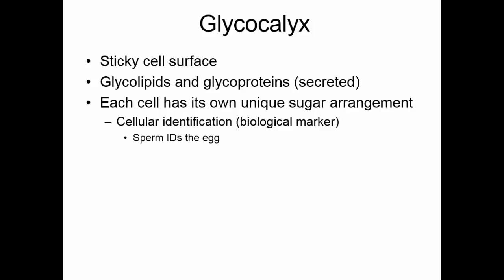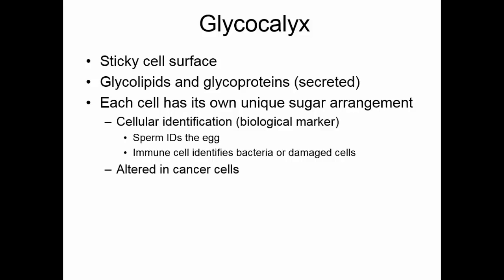The sperm is able to find the egg. Even though it swims past thousands of other cells, it will only attach to the egg. That's because of the glycocalyx. Also, the glycocalyx is how immune cells identify foreign cells like bacteria, or can even identify damaged cells. Damaged cells will change their glycocalyx and send out a different signal. Cancer cells will alter their glycocalyx. Cancer cells can be identified initially by the immune system and destroyed.